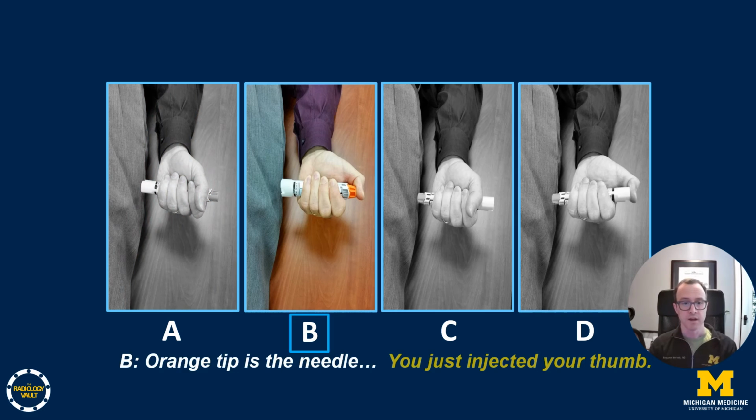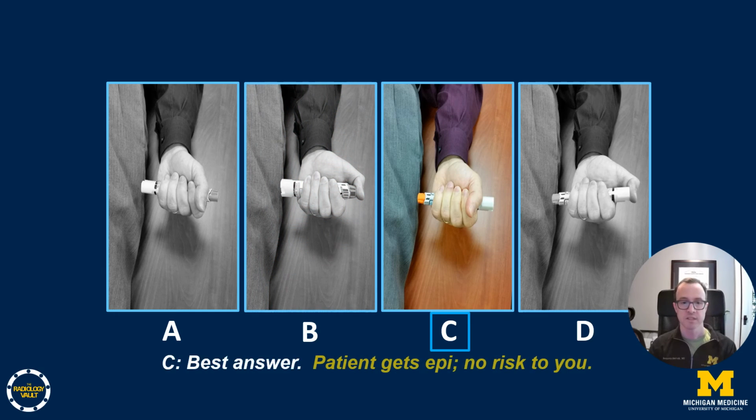Letter B, this is the worst possible scenario. As I said, the orange tip is the needle end, and so by pushing down on the orange end, you've injected your thumb. And now there are 2 patients to take care of. C, this is the best answer. The patient gets the epinephrine, and there's no risk to you because your thumb is not over the end of the device.